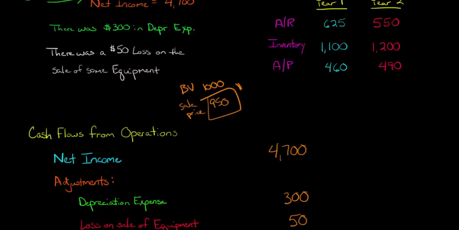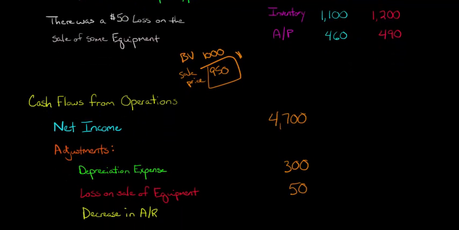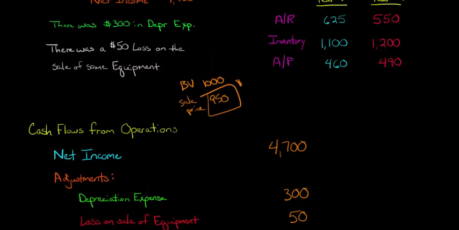Now we need to start thinking about these accounts up here. Okay, so now we see that our accounts receivable, we actually had a decrease in our accounts receivable from 625 to 550. So it went down. So we had a decrease, and we're going to add that 75. So think about it like this. We had a certain amount of receivables, 625, and the receivables went down. So what does that mean?